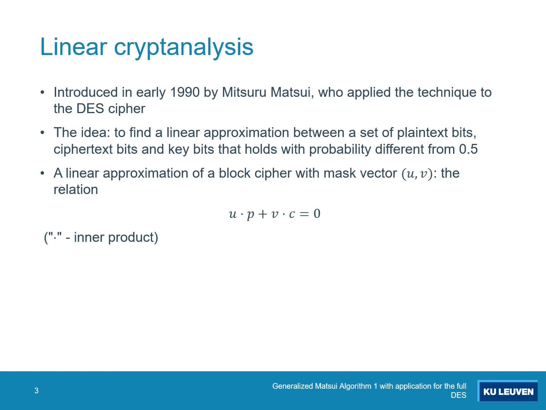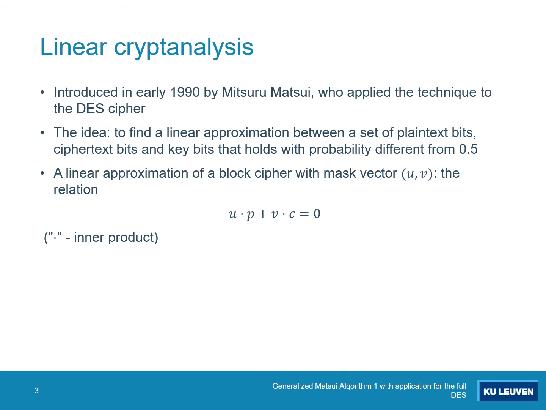Linear cryptanalysis is one of the most powerful techniques used in the security evaluation of a block cipher. This technique was introduced in early 1990s by Mitsuru Matsui, who also applied the technique to the DES cipher. In the last decades, linear cryptanalysis was intensively studied, formalized, and extended in different manners. The main idea of this technique is to find the linear approximation between a set of plaintext bits, ciphertext bits, and key bits that holds with probability different than half.